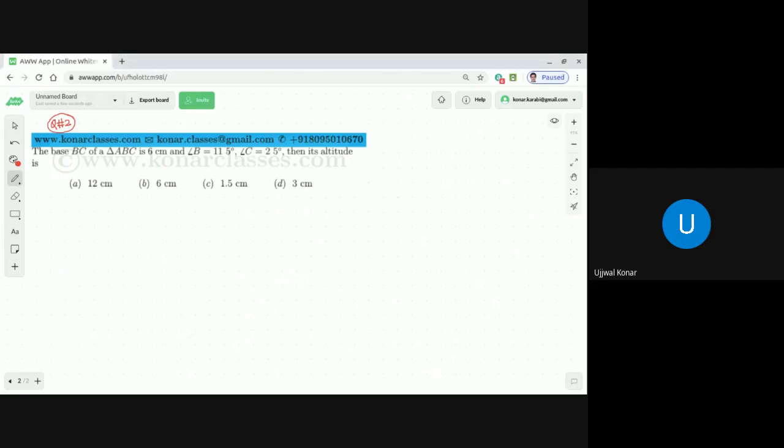So let's first draw the diagram. I think this is the best way to approach this particular problem. So if we draw the diagram, it looks something like this.